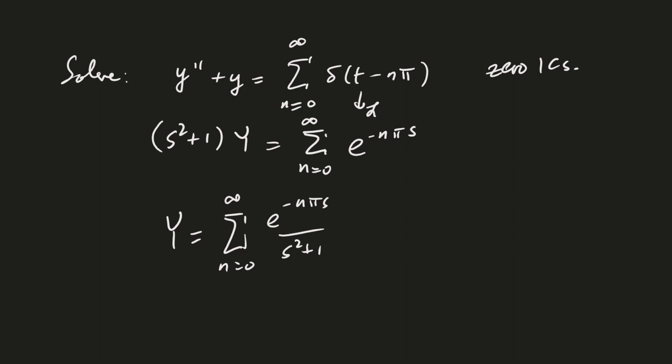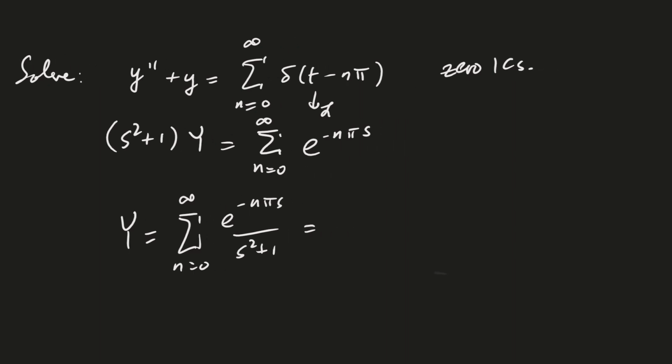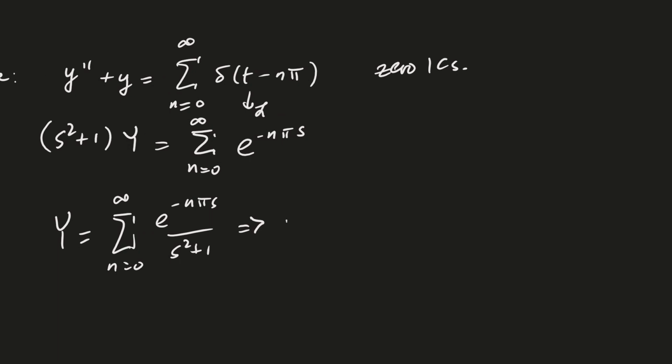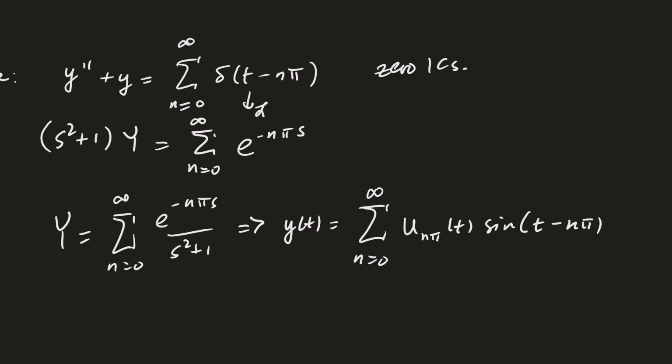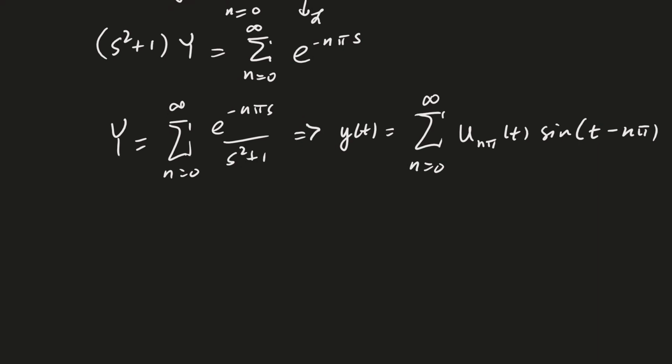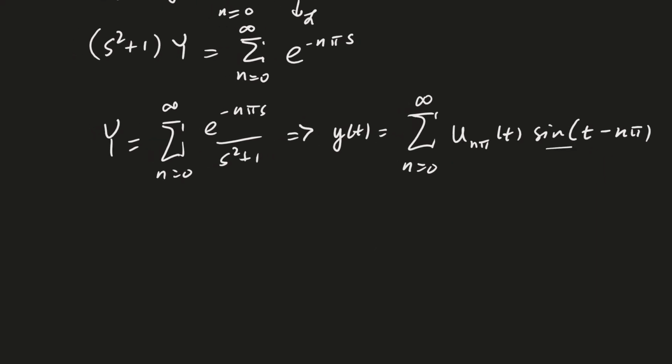Good. And then this is pretty straightforward to invert, right? So therefore, y of t is just going to be the sum, n equals 0 to infinity, of u sub n pi of t, times sine of t minus n pi. Okay, now just like before, there is a way that we could simplify this a little bit, but I'll leave that up to you to look at. I just really mainly wanted to focus on this. What do you do with the summation notation?